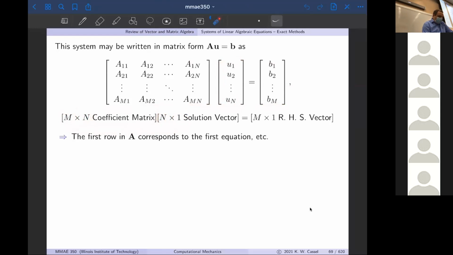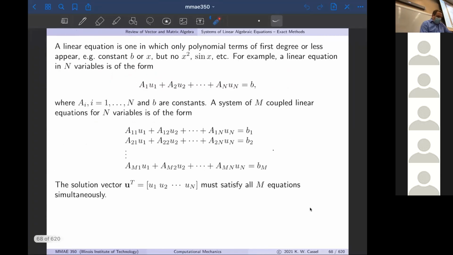Now the way to look at this is this first row corresponds to the first equation. So these constants, A11, A12, and so on, and then the B1, those are all the constants in the first equation. So the first equation is A11 times U1 plus A12 times U2 plus A13 times U3, all the way to A1N times UN is equal to B1. That's the first equation. Second equation is the second row of A and the second row of B. Third row, third, all the way down to the mth row.